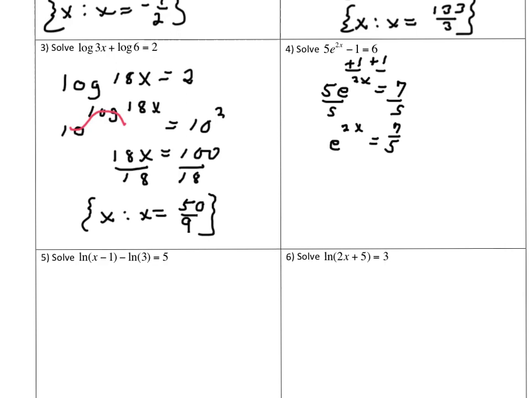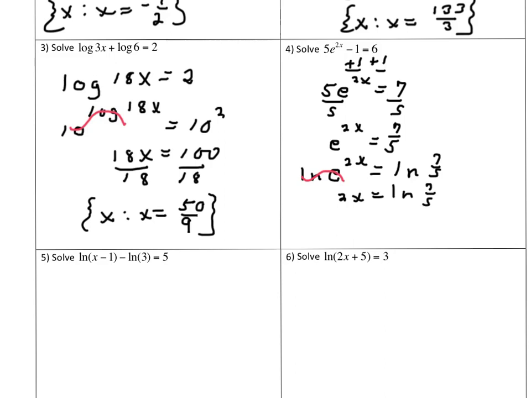Now, what is the base of that exponent? Right, that base of the exponent is an e, which means I want to use a natural log. So I am going to take the natural log of both sides, okay, now this logs out, leaving me with 2x equals the ln of 7 over 5.